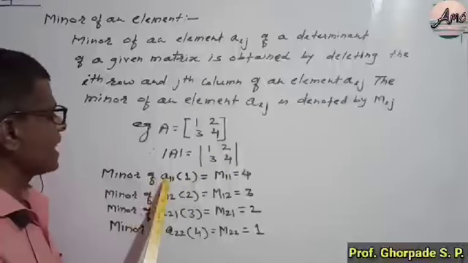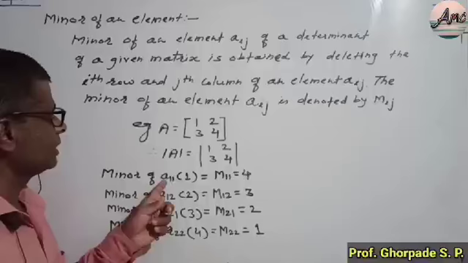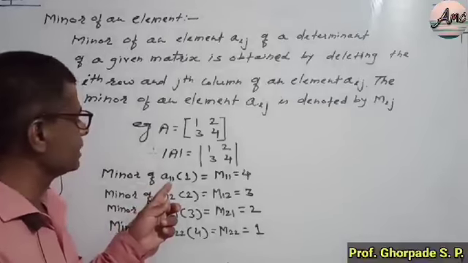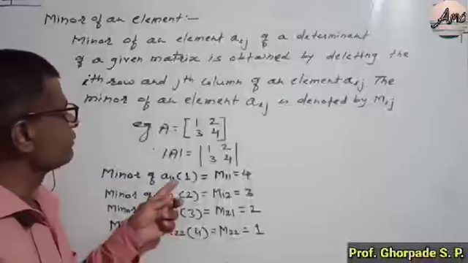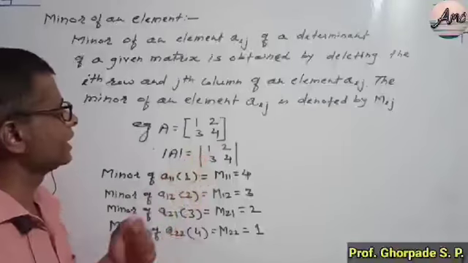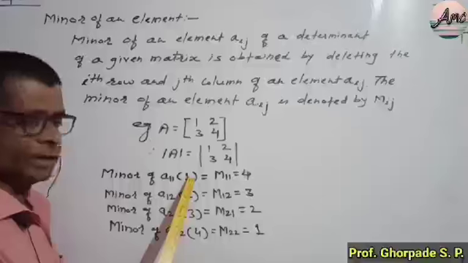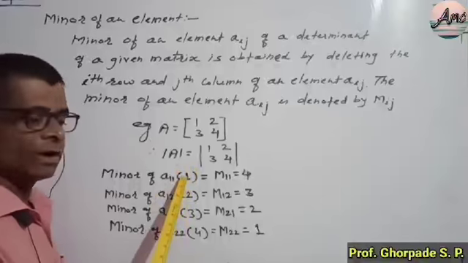So minor of A11, what is the meaning of A11? A11 is the element present in the first row, first column. So in first row, first column, which element is present? So the number 1 is present. So we are obtaining here a minor of 1.